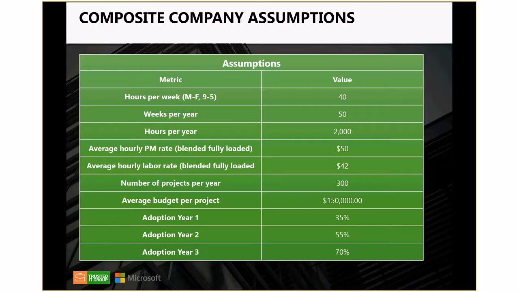The average hourly PM rate, blended, the high range, the low range, all their packages, everything is fully loaded. We're going to assume average $50 per hour. And the average hourly labor rate, again, blended, fully loaded, $42 per hour. We're going to assume that these projects per year is 300 projects per year. Average budget per project, like we just said, is $150K.